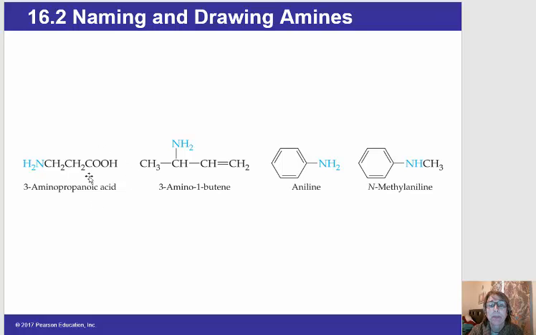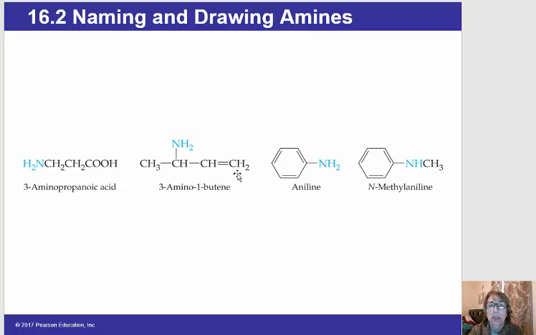3-aminopropanoic acid. Any compound that has a carbonyl group in it, that's C double bonded to the oxygen, that carbonyl group will always take precedence over the amine, and so that NH2 will be just called an amino. So this is a carboxylic acid, and the amino is on the 3 carbon.